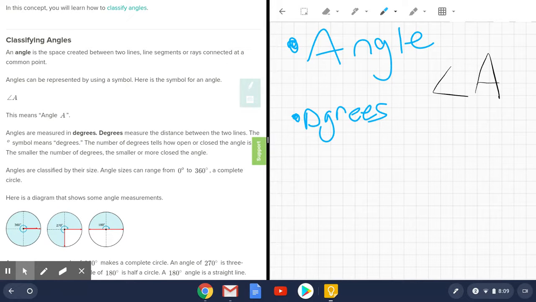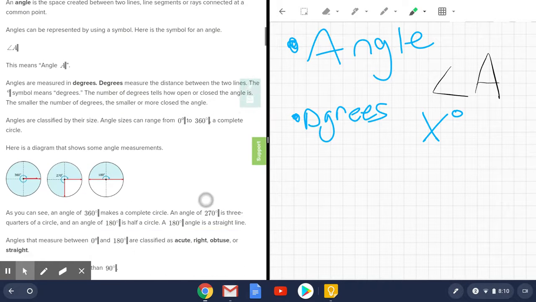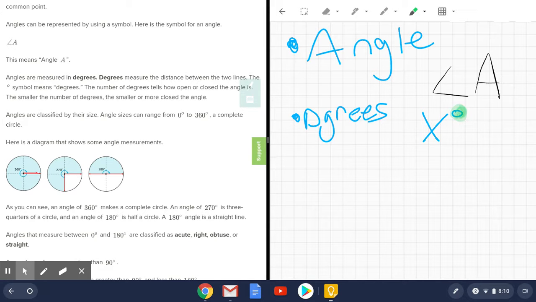Degrees measure the distance between two lines. If we have x degrees, this symbol right here represents the degrees, okay? So what I just highlighted right there, that is what represents degrees. The number of degrees tells how open or closed the angle is. So if we have an angle right here, the measurement that would go right here is our degrees. This should be review for a lot of you. The smaller the number of degrees, the smaller or more closed the angle is.